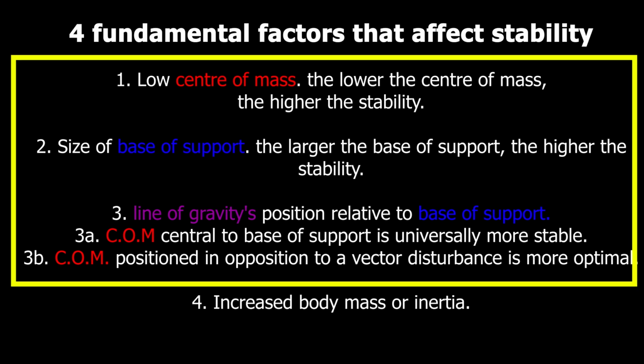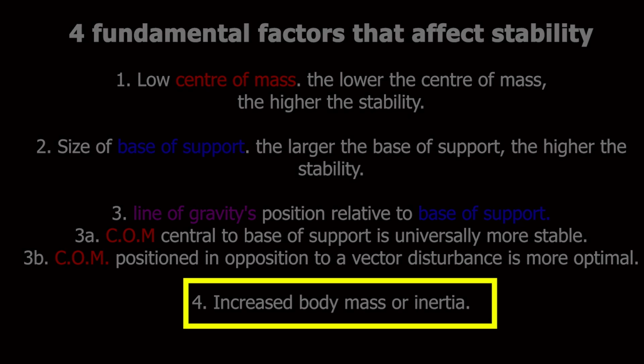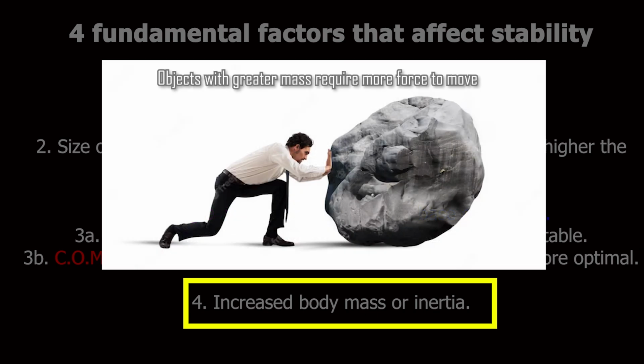To summarize, your stability is a quantity that exists within a context, and that context is the situation and circumstance, your body setup, and the environmental factors, including force direction. Number 4, increased body mass or inertia. The heavier something is, the more inertia it has by the nature of its mass, making it harder to move or requiring more force to move, inherently increasing its stability.